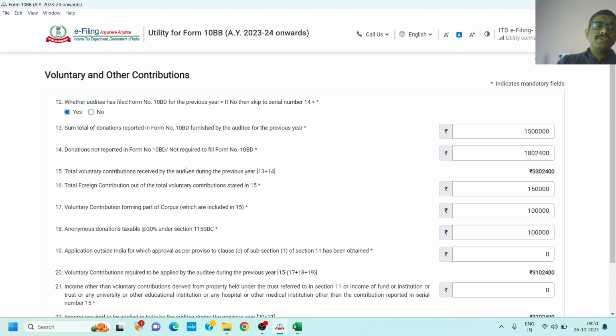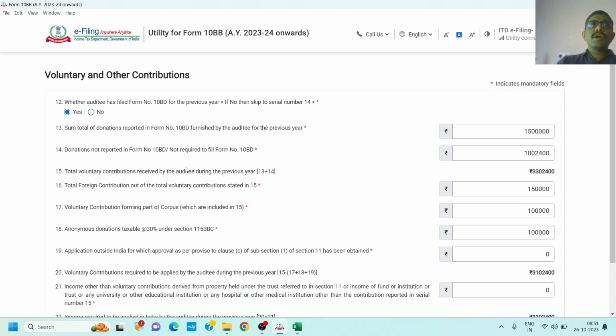Question number 14. Donations not reported in Form 10BD, not required to be reported in Form 10BD. These are two different clauses. A classic example of this is donations in kind. Donations in kind can vary from anything from books to medicines to food items to clothes to anything. Donations in kind are not eligible for 80G deduction.